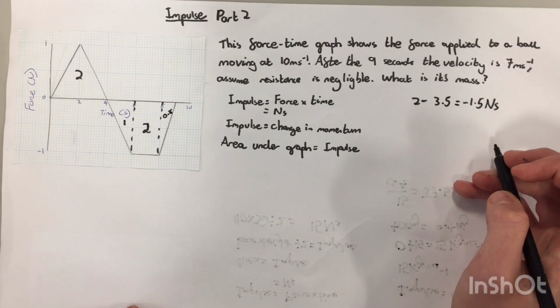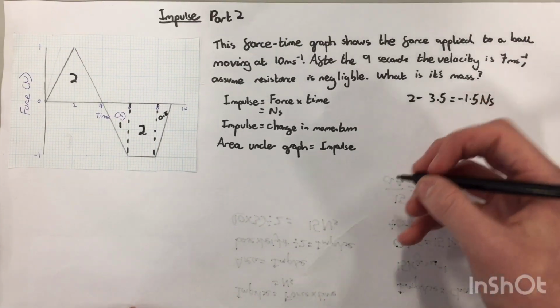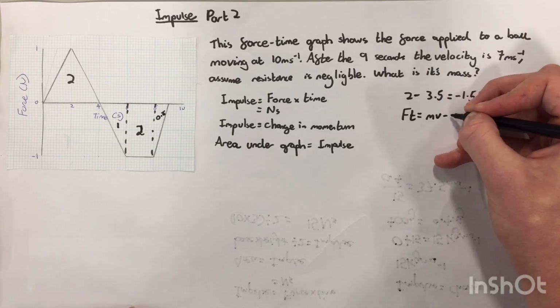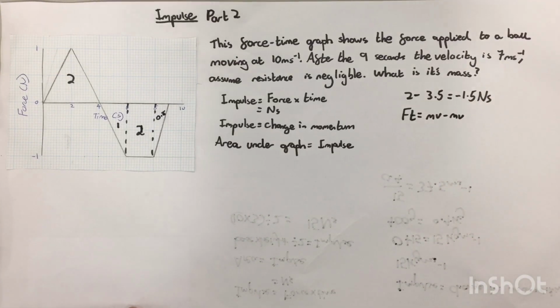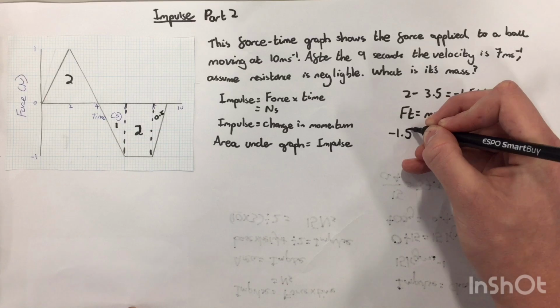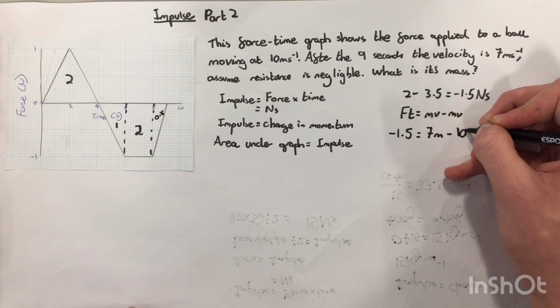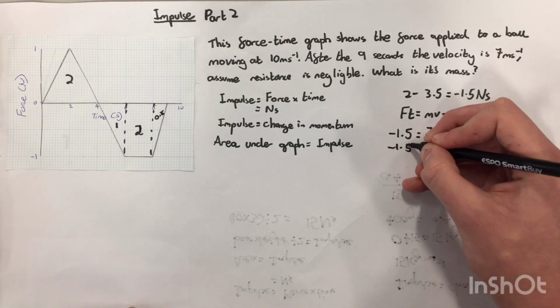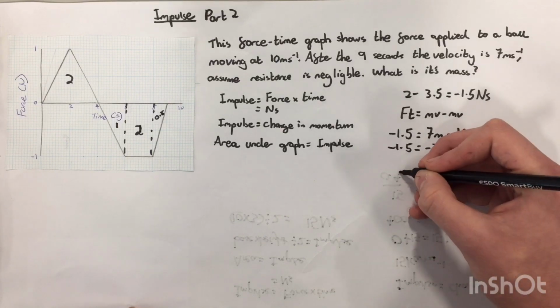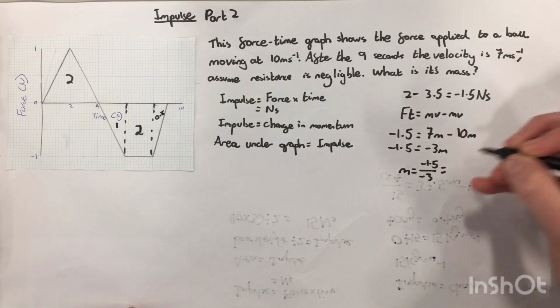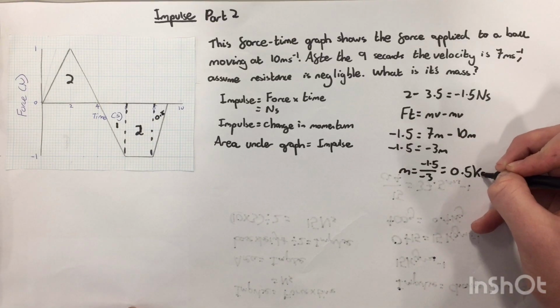Because we don't have the mass, we need to use a different equation. The equation we use this time is Ft is equal to mv minus mu, where m is the mass, v is the final velocity, u is the initial velocity, and Ft is the impulse. So minus 1.5 is equal to 7m take away 10m, or minus 1.5 is equal to minus 3m. So m would be equal to minus 1.5 over minus 3, or 0.5 kilograms.